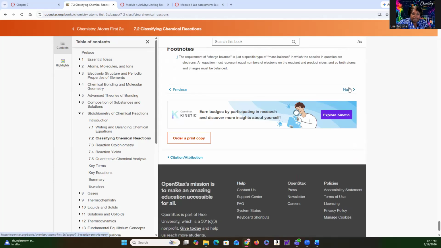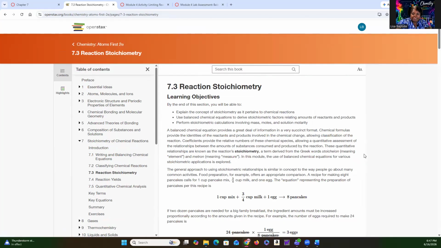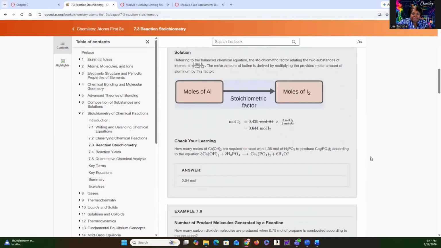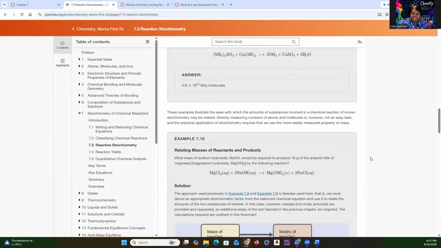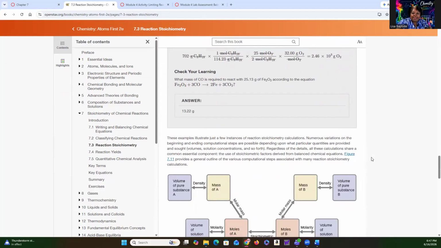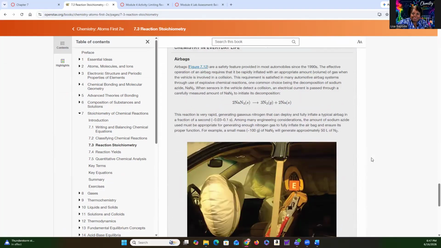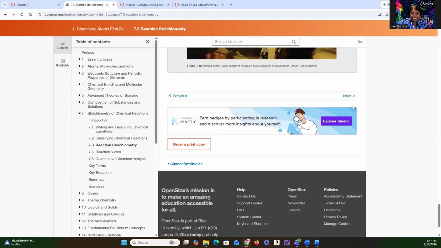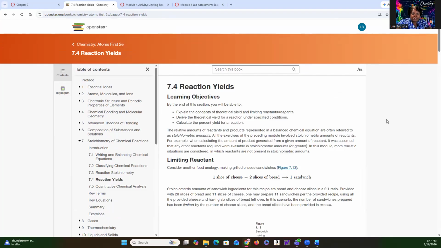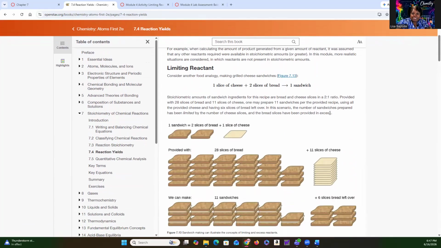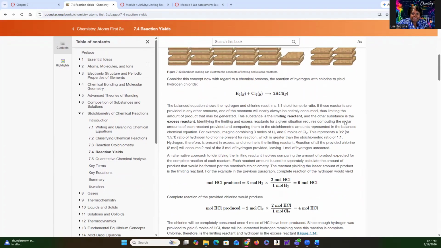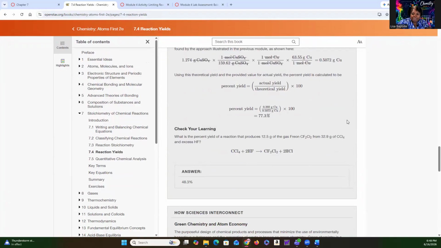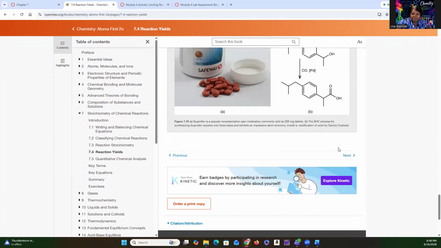All right. And then reaction stoichiometry. Make sure you go through those as well. It's going to show you what those coefficients represent and then how you can do calculations. Okay, these different flowcharts will be very helpful when you're doing calculations with stoichiometry. And then reaction yields, we're looking at limiting reactants. Okay, so go through those equations. All right.